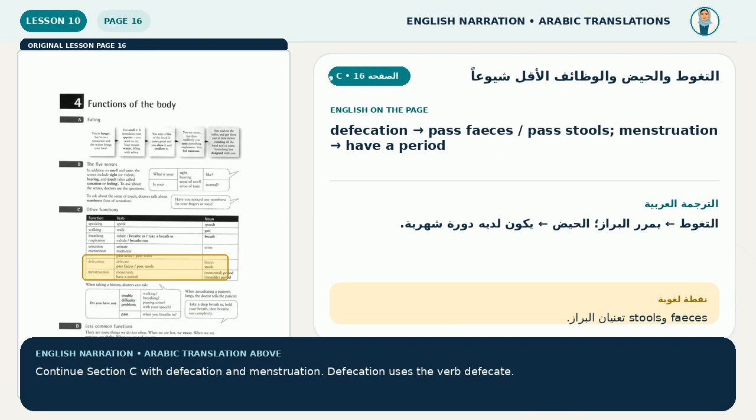Continue Section C with defecation and menstruation. Defecation uses the verb defecate. In patient-friendly language, we can say pass feces or pass stools. The nouns are feces and stools. Menstruation uses the verb menstruate, or the everyday expression have a period. The nouns are a menstrual period or a monthly period.